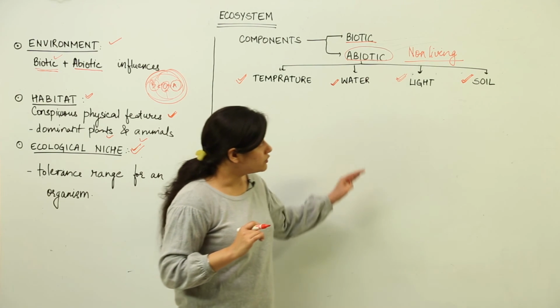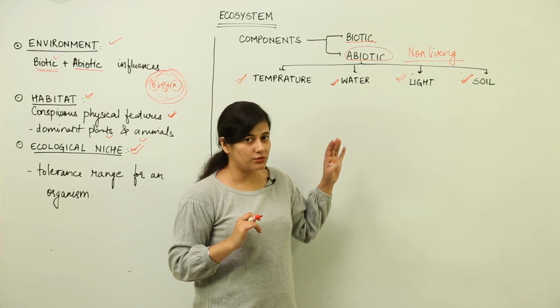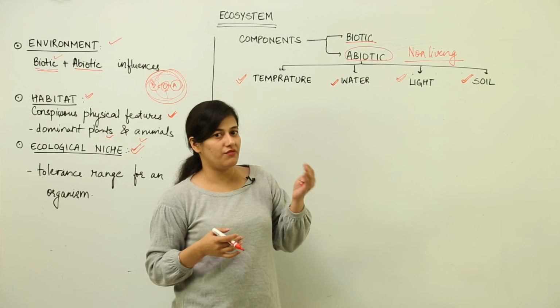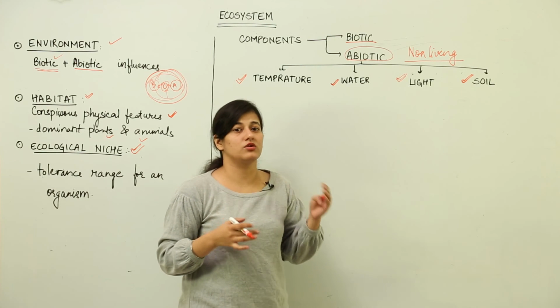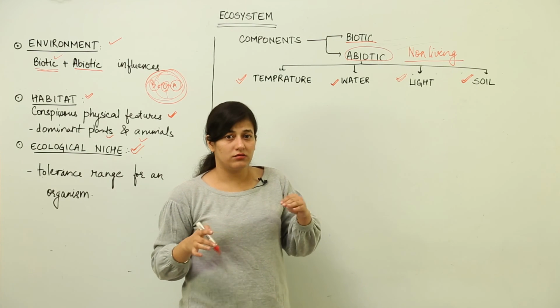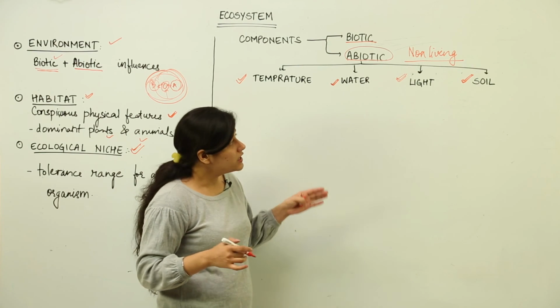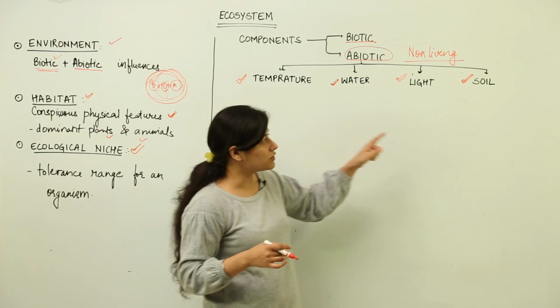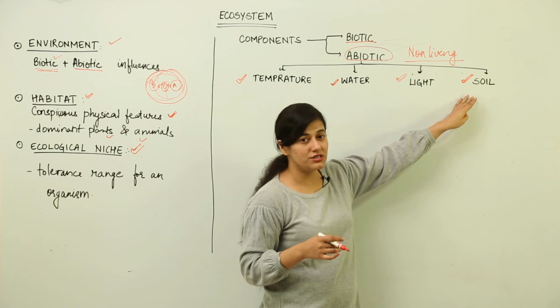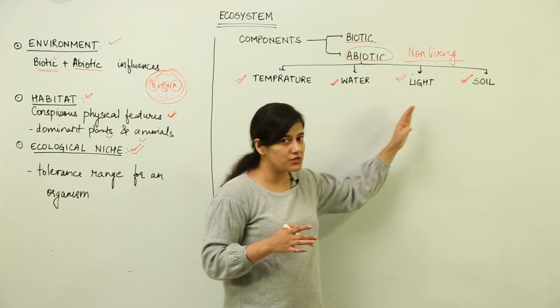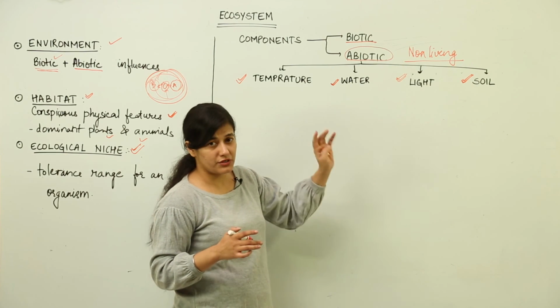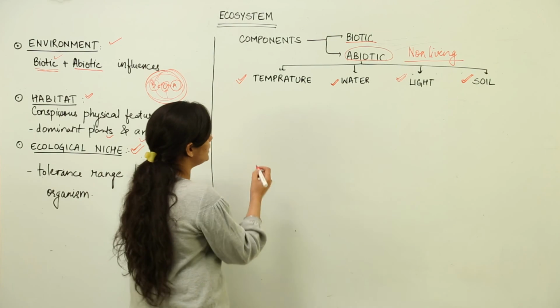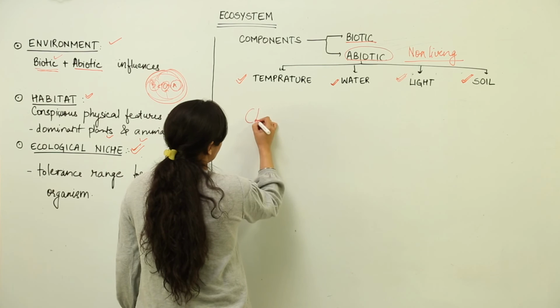When I'm talking about soil over here, you might have a doubt in your mind: how does soil affect us? How does soil affect those organisms which are not dependent on soil directly? So somehow every organism is indirectly dependent on soil. That's why it makes an important abiotic component. Now we're going to take each of the components one by one, but before that you need to understand the term climate.